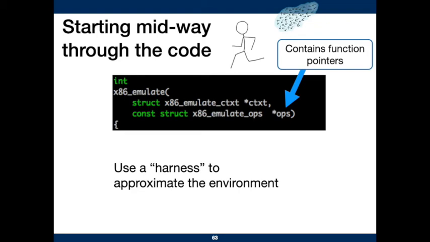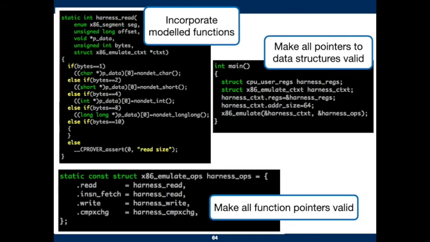For instance, if we wanted to start an analysis at x86 emulate, we want to initialize these arguments to be something reasonable. We at least want the pointers to be valid and not void pointers. And we can also use these harnesses to incorporate engineer knowledge in the form of modeled functions or to restrict the possible values for the input parameters.